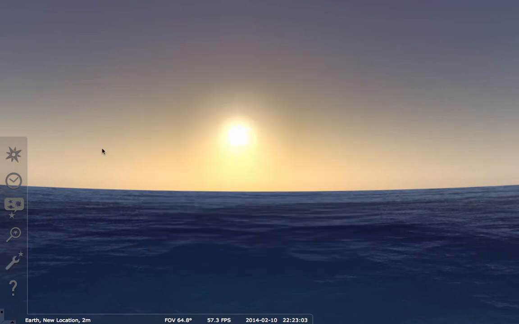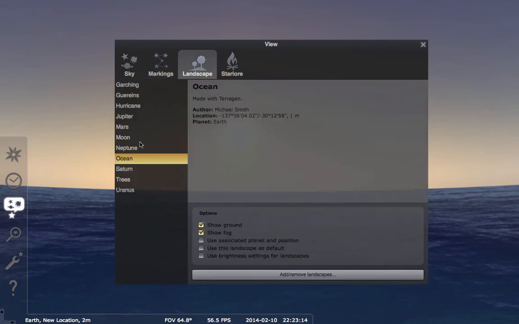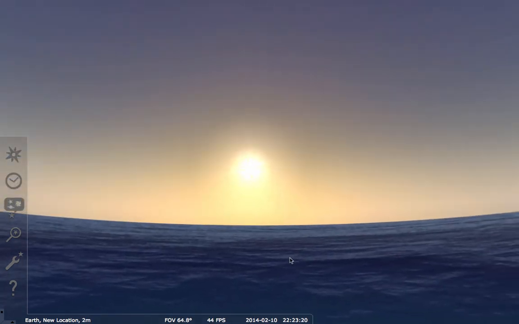The other thing that I did was I got rid of useful sky markings. So here I got rid of the meridian and the celestial equator and the cardinal points, and I changed my horizon to an ocean photograph just for photorealism here.